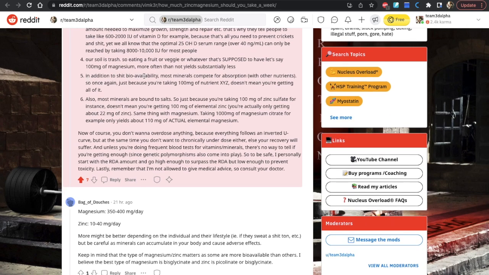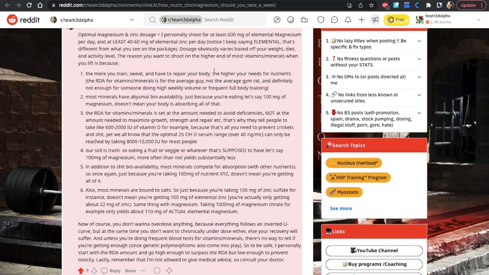Next, in addition to poor bioavailability, most minerals compete for absorption with other nutrients. Once again, just because you're taking 100 milligrams of nutrient XYZ doesn't mean you're getting all of that. So you also got to factor in that your minerals are competing: zinc and copper, calcium and magnesium. A lot of minerals compete for absorption. So once again, just because you're taking 100 milligrams of magnesium doesn't mean you're getting all of that. See how there are so many factors affecting whether you're actually getting what you're eating.